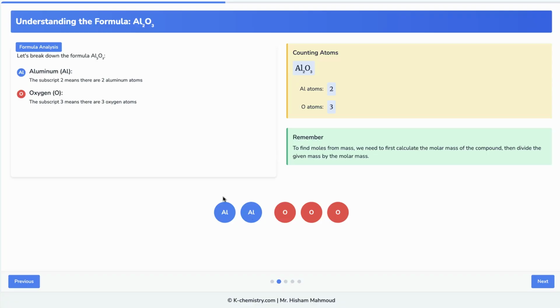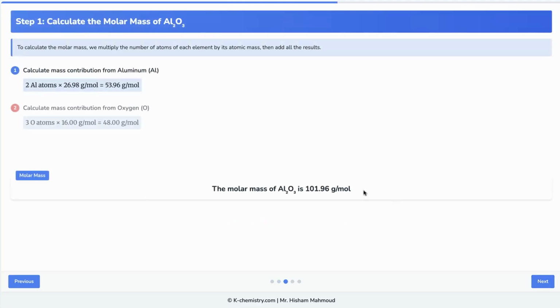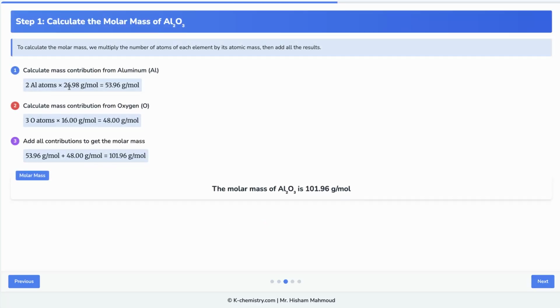So we multiply the atomic mass of aluminum by 2 and add it to the atomic mass of oxygen multiplied by 3. So 2 aluminum atoms multiplied by 26.98 is 53.96, and 3 oxygen atoms multiplied by 16 is 48 grams per mole. Add all the contributions to get the molar mass. So 53.96 in addition to 48 will get 101.96. This is the molar mass of aluminum oxide.